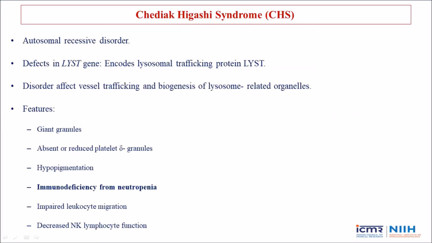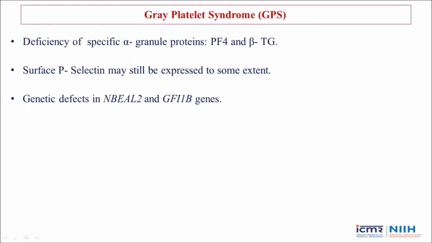The Chediak-Higashi syndrome, now this also is an autosomal recessive disorder where the defect is in the LYST gene that encodes lysosomal trafficking. Now these patients have features like giant granules, but the most important feature here is the immunodeficiency that comes from neutropenia. The gray platelet syndrome is the deficiency of the alpha granule proteins, the platelet factor 4 and the beta thromboglobulin. The P-selectin may be still expressed, and the defect is in either NBEAL2 or the GFI1B genes.